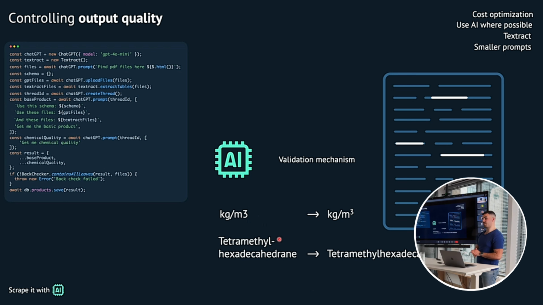Also, the second case was word splitting. We dealt with a lot of chemicals, and the chemicals were contained in small tables, where at some point you need to put a hyphen and put the rest of the word on the second line. So we had to do some additional logic around backchecking, but this validation mechanism is really important when you are working with LLMs and quality data is important to you.